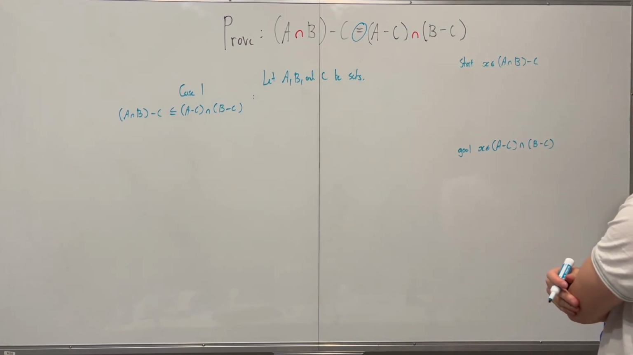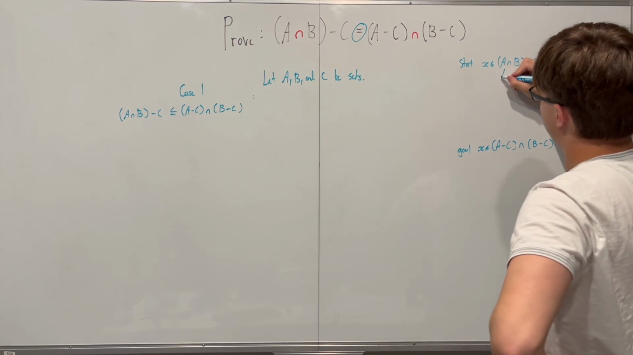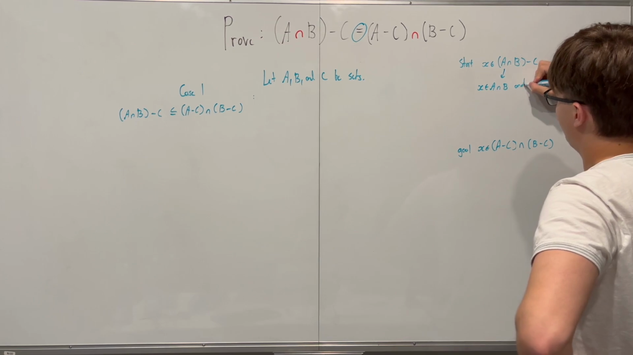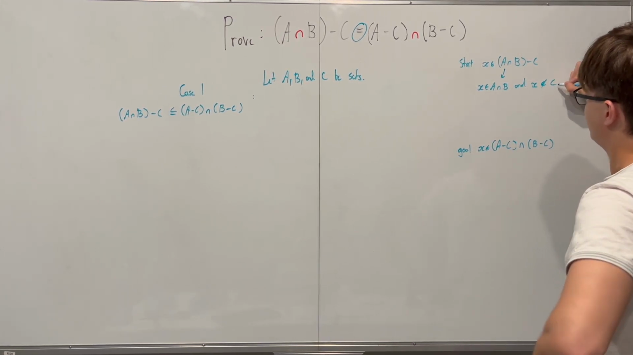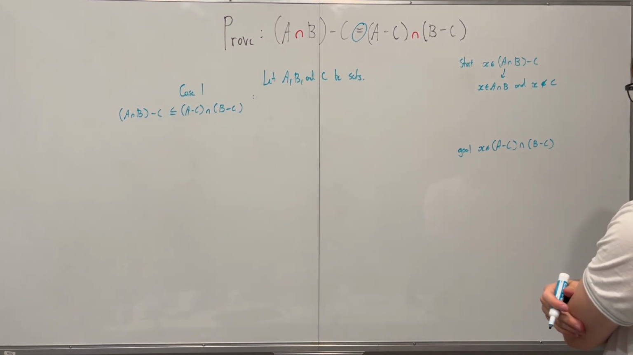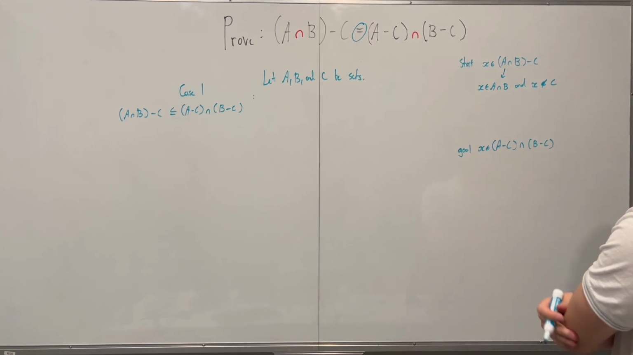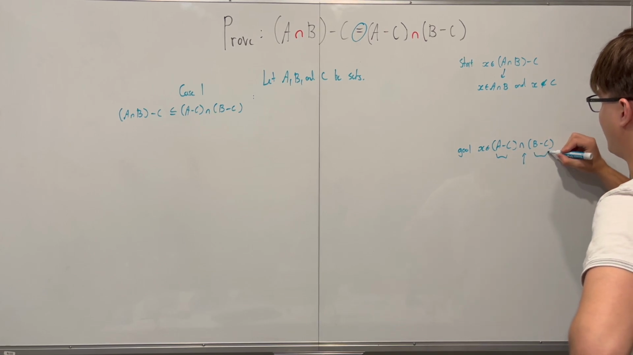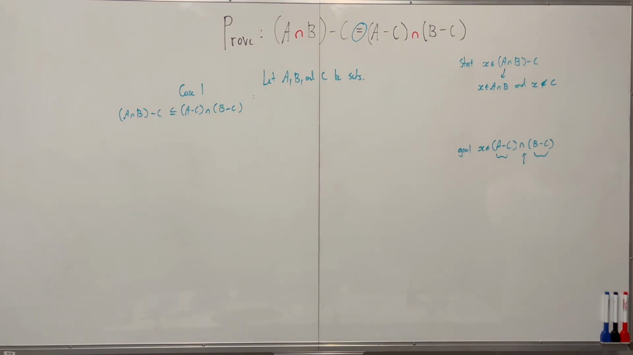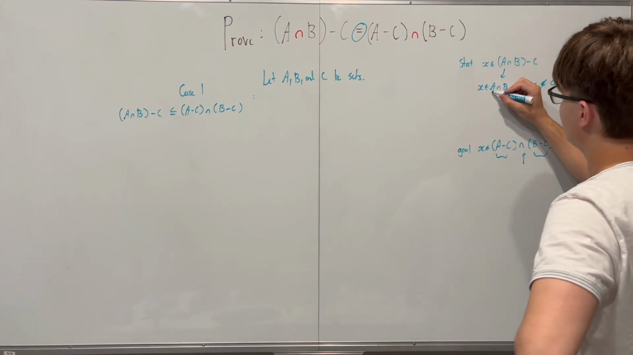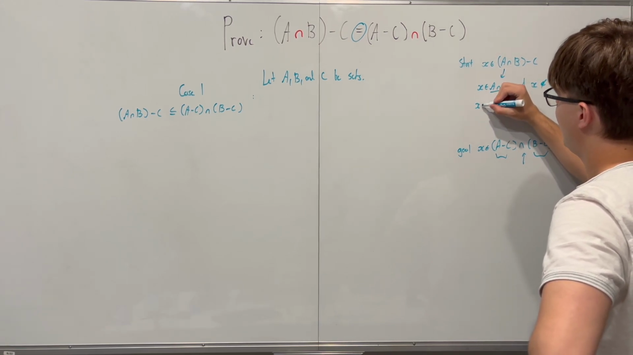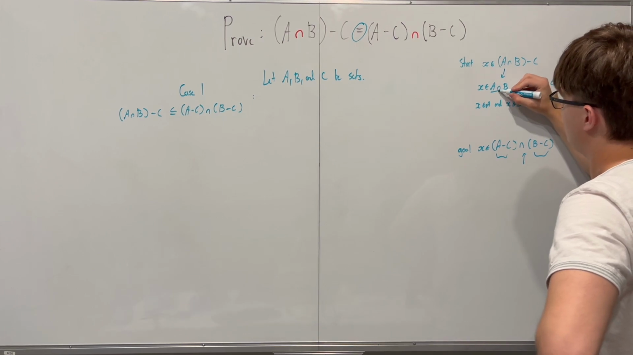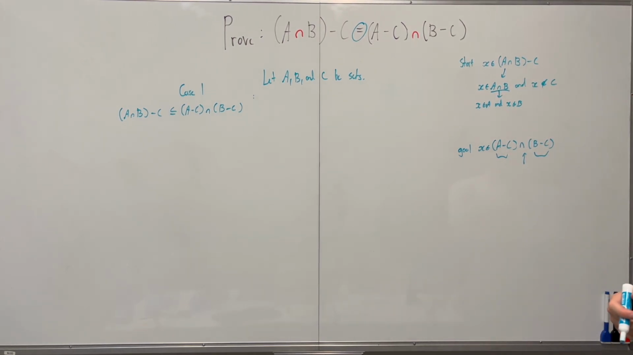What does it mean for X to be an element of this set? It means that X is an element of A intersect B, and X is not an element of C. Fantastic. Okay, now from here, we have to somehow get to here, which means we probably want to get it so X is in here, and X is going to be in here. So what can we say? Well, we can break this apart further. For X to be in A intersect B, it means that X is in A and X is in B. There we go.